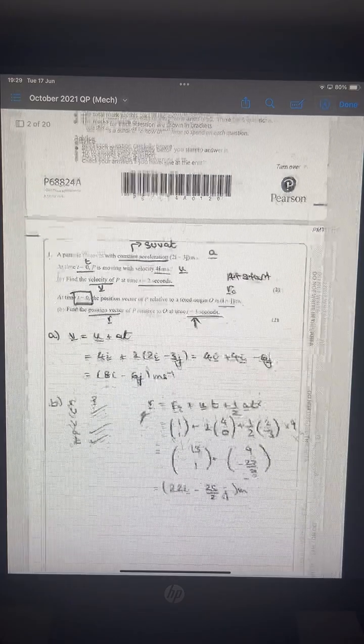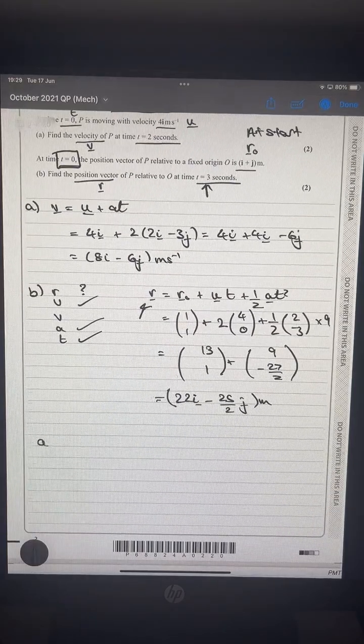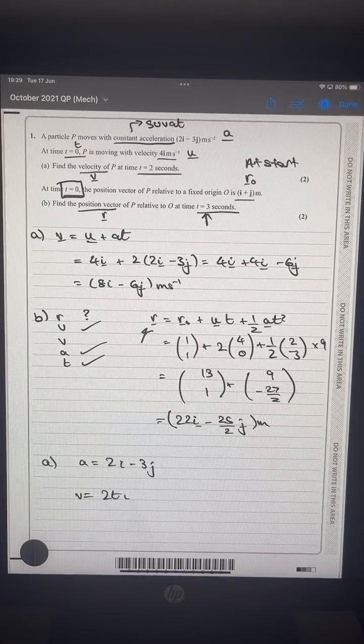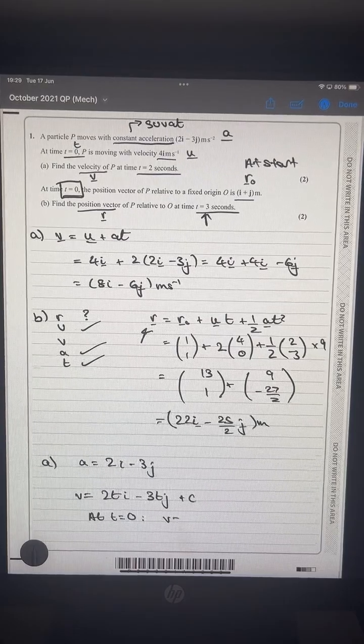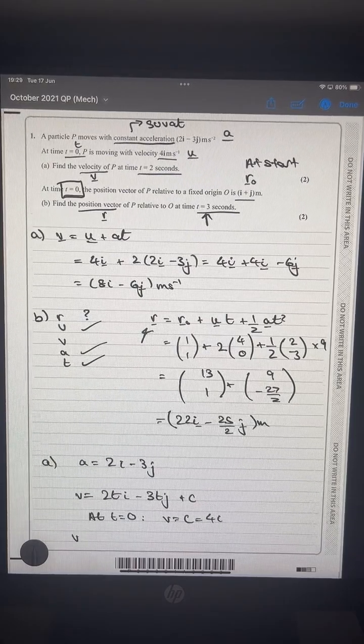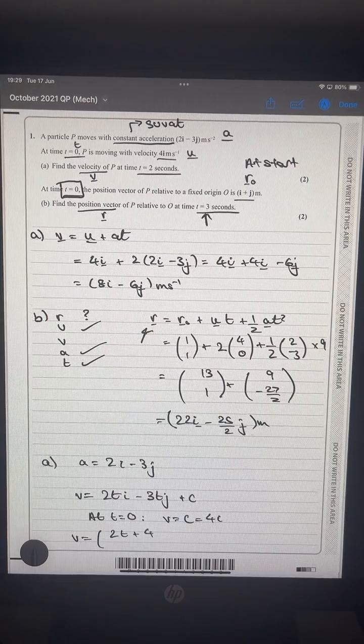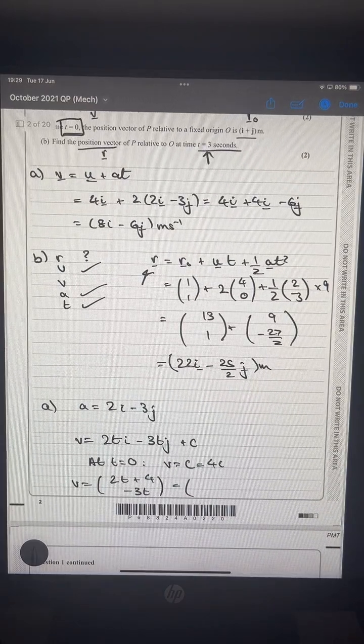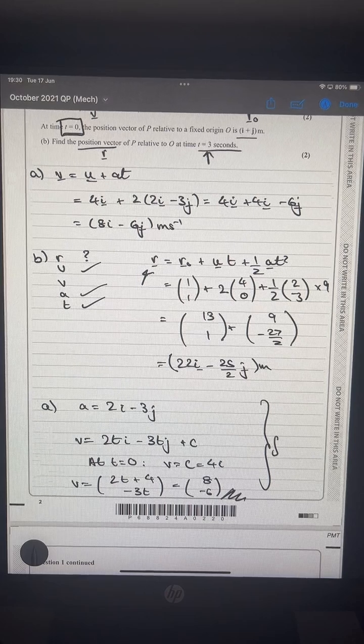I integrated part A and got it wrong. So if I were to integrate that, I'm going to show you the integration method real quick. I haven't planned this, so if I make a mistake, let me know. So acceleration is 2i minus 3j. Velocity is 2ti minus 3tj plus c. At t equals 0, the velocity is equal to c, which is equal to 4i. So therefore, v is equal to (2t plus 4)i and minus 3t j. And I need the velocity at t equals 2. So that's going to be 2 times 2 is 4, 4 plus 4 is 8, minus 6. Boom. So if you are doing the integration method, this is how you would do this.